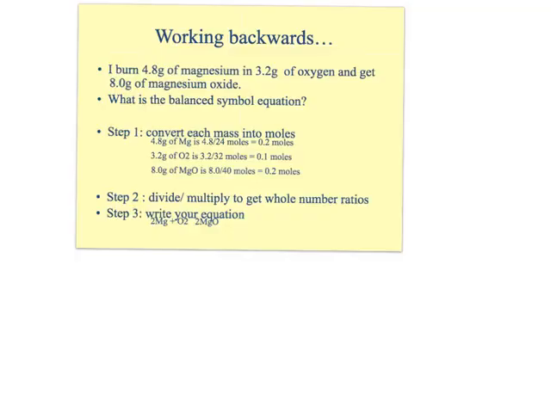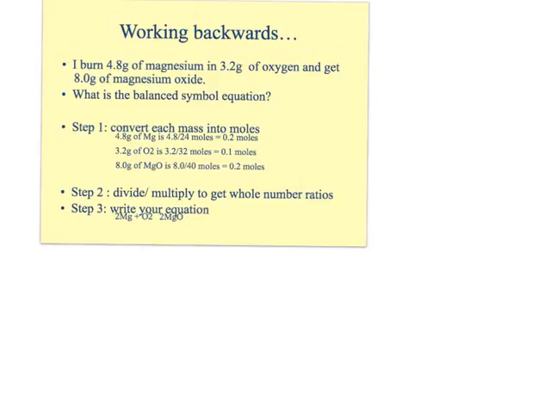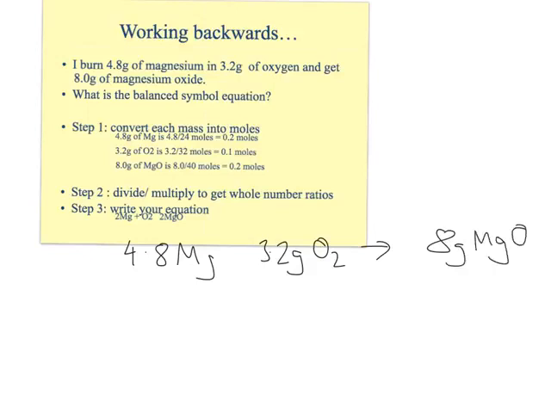The spec is also asking you to do something a little bit different this year, which is deriving a balanced symbol equation from the number of moles. They're going to tell you a certain number of moles produced, or a certain amount of substance produced. You need to work out how many moles, and from that infer a balanced symbol equation. So we are burning 4.8 grams of magnesium in 3.2 grams of oxygen, and we're getting 8 grams of magnesium oxide. We need to work out how many moles of each of these we have.